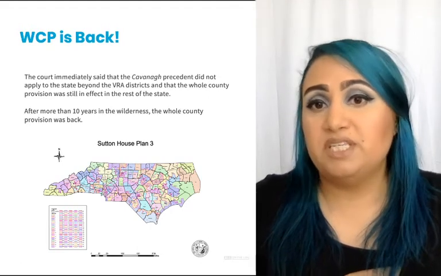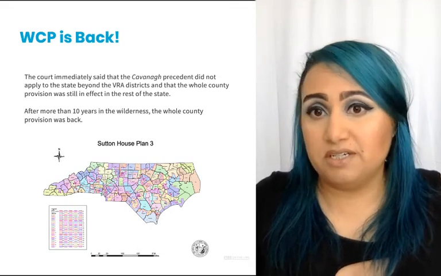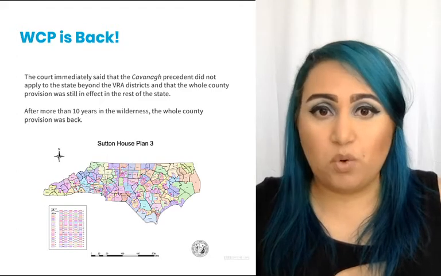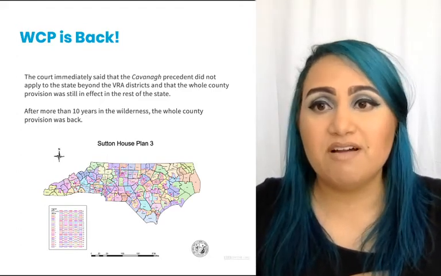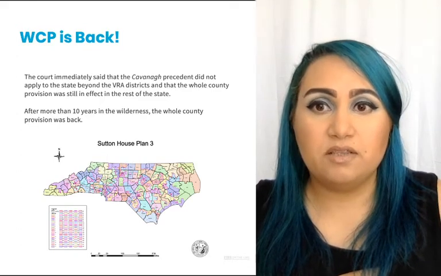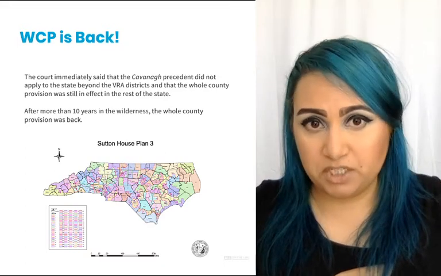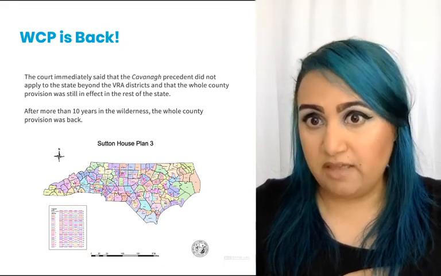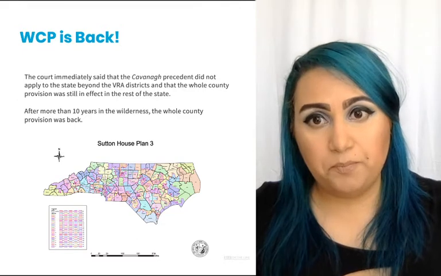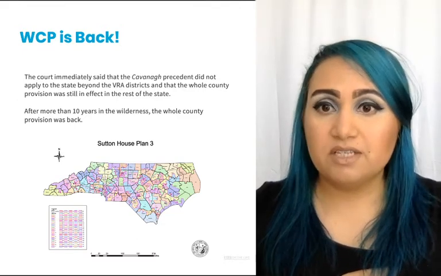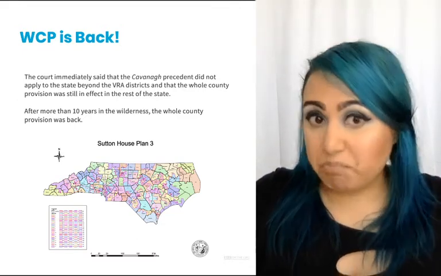The court basically immediately said that the Cavanaugh precedent didn't apply to the state. It's federal court. They had no business ruling on state law, and the VRA districts were the only place where you could violate the whole county provision, and that it was still in effect in the rest of the state. So after more than 10 years, the whole county provision was just back.